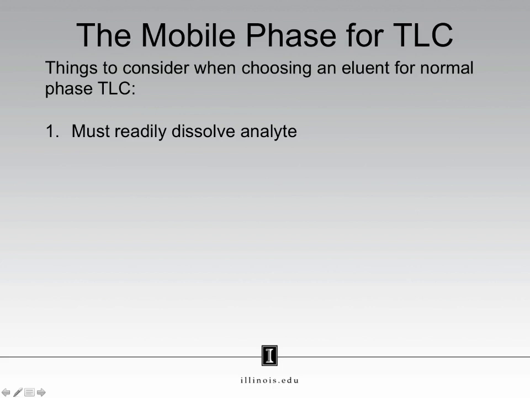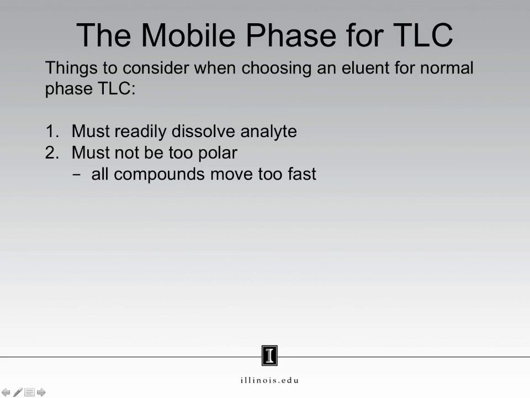If our analyte cannot enter the mobile phase because it is insoluble in the mobile phase, then the analyte can never move, and therefore the experiment cannot work. The solvent we choose cannot be too polar. The reason for this is that if we choose a solvent that is too polar, all of our compounds will move too quickly and therefore will not separate. We will discuss how polarity affects how fast compounds move on the next slide.